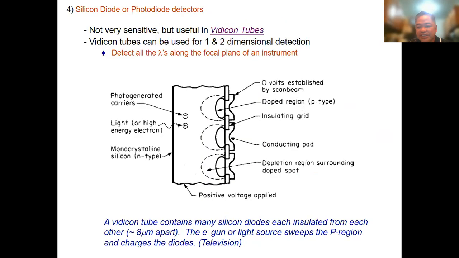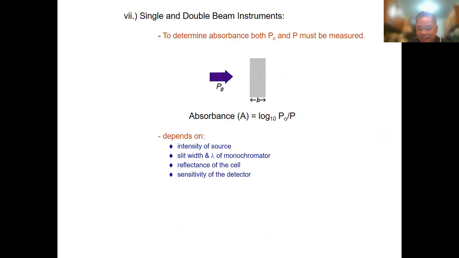So this is what's commonly available in UV-Vis spectrophotometers. It allows you to determine the absorbance at different wavelengths. You can have a single beam and a double beam. Both of them determine the absorbance, the light that goes in and the light that goes out. Both depend on the intensity of the source, the slit width, the wavelength of the monochromator, the reflectance of the cell, and the sensitivity of the detector.